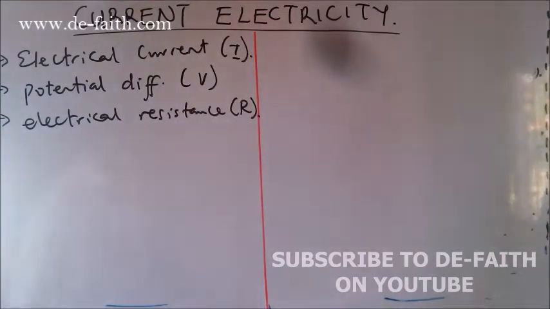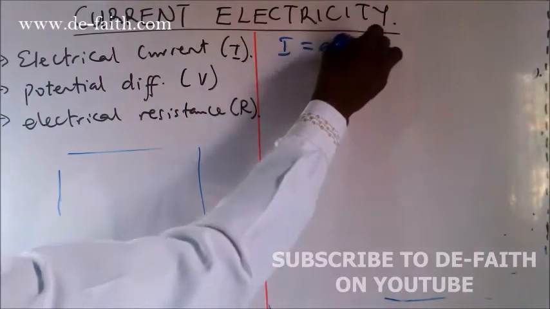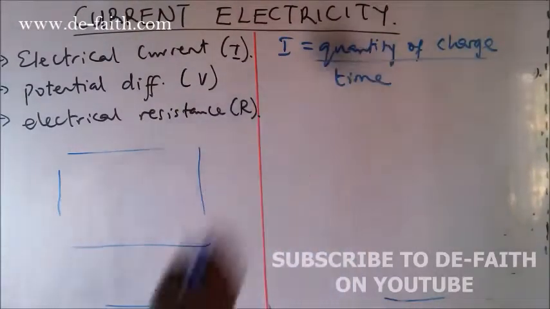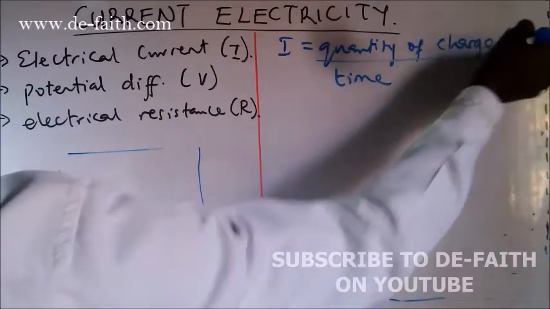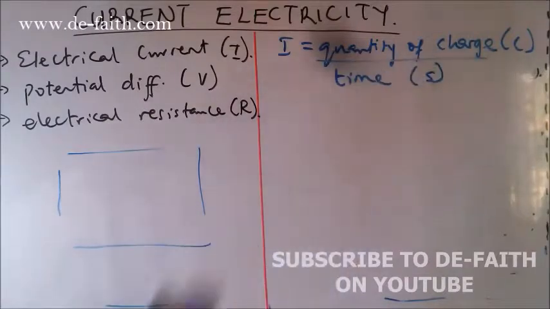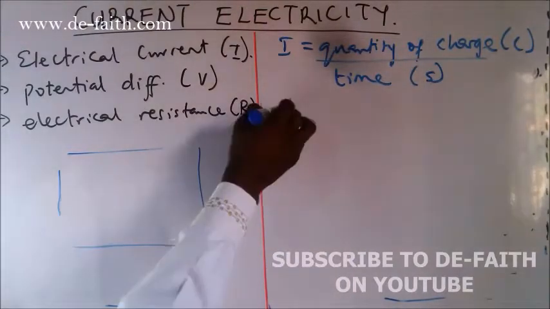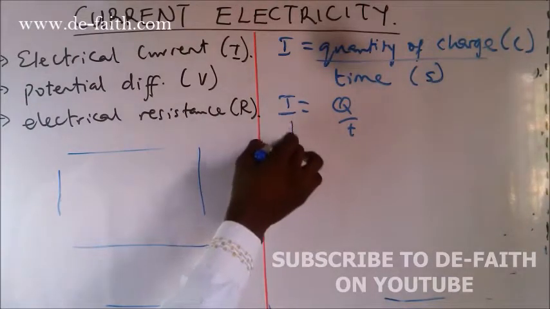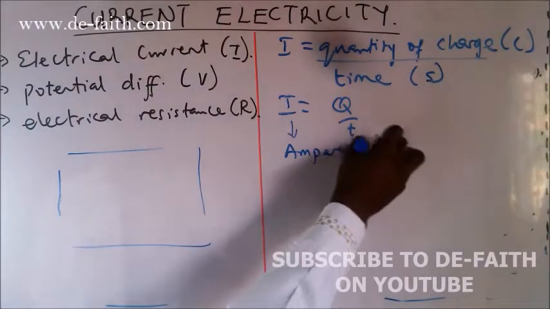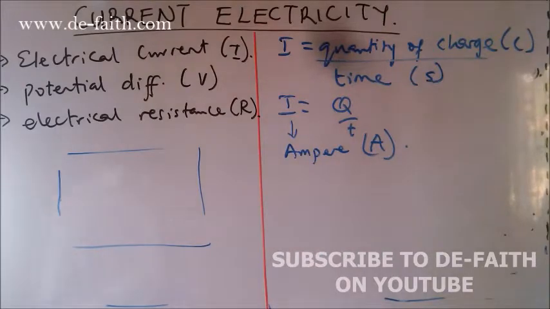Let's take the first one, electrical current. Electrical current is the rate of flow of charge round a circuit. Current is the quantity of the charge over the time taken for the charge to flow round the circuit. Quantity of charge has a unit of coulomb, which is represented as C, while time has an SI unit of s. I equals Q over t. The SI unit of current is the ampere, represented as A.